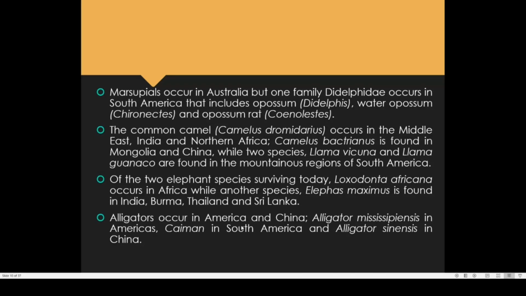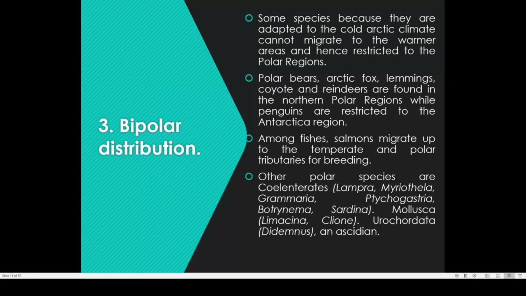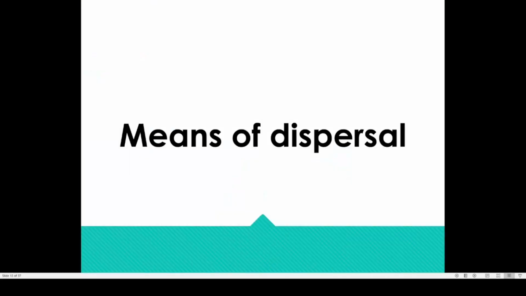Then the alligator is present in North America as well as in China. Alligator mississippiensis in America, caiman in South America, Alligator sinensis in China. So alligators used to have a common population in the past. Now, because of the splitting, all these animals have evolved into separate species. So that is regarding discontinuous distribution. Then one more, that is the bipolar distribution.